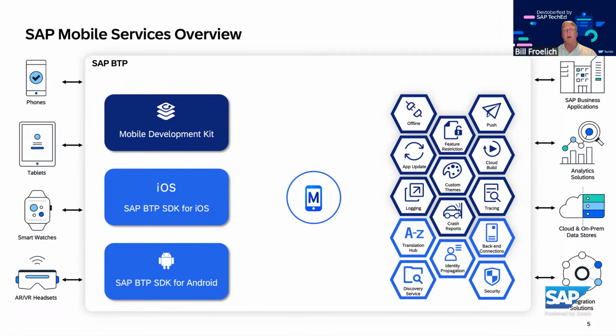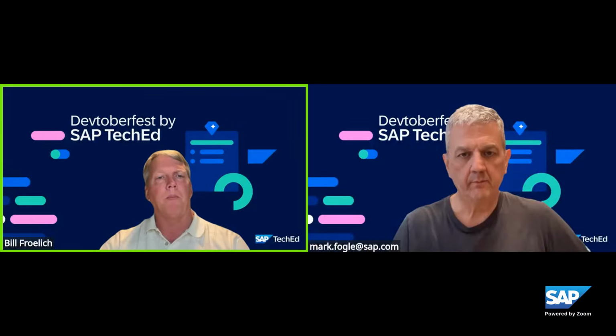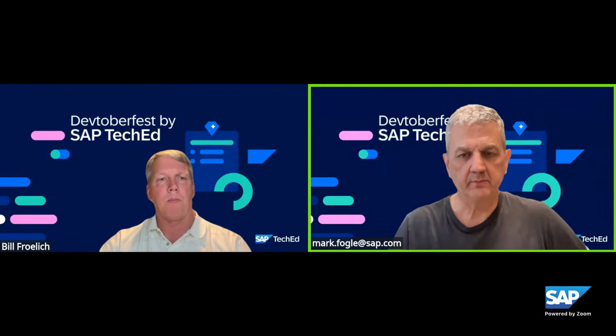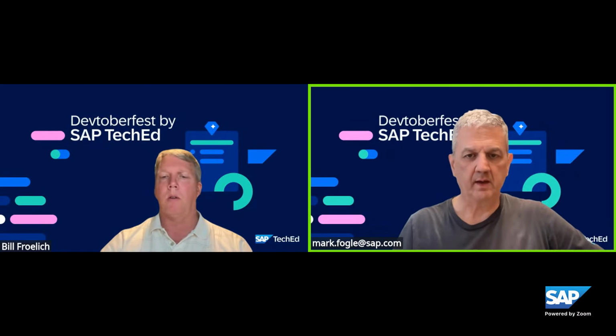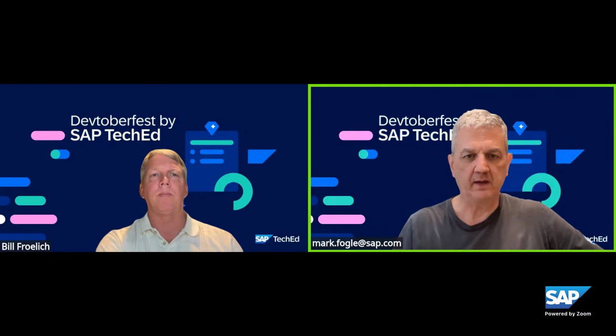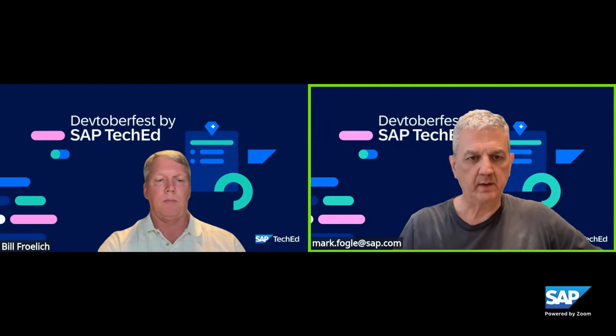So I'm going to turn it over now to Mark, who's going to take you through building an Android SDK application with advanced scanning. So I'm going to go ahead and stop sharing, Mark, and take it away. Great, thanks, Bill. Yeah, so my name is Mark Fogel. I'm a senior architect with the SAP BTP SDK for Android team, working out of the San Francisco Bay area.